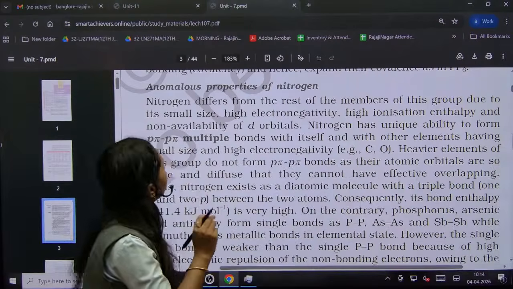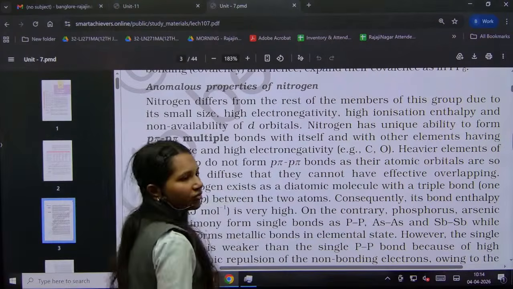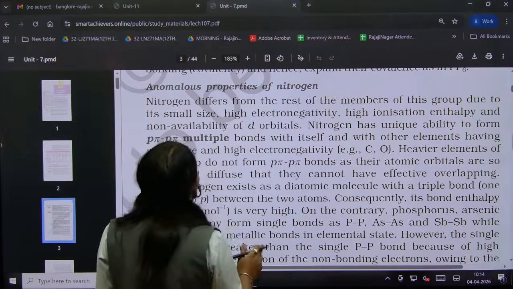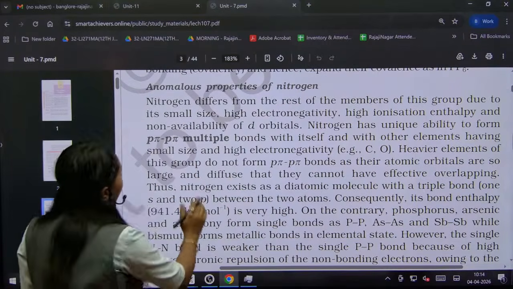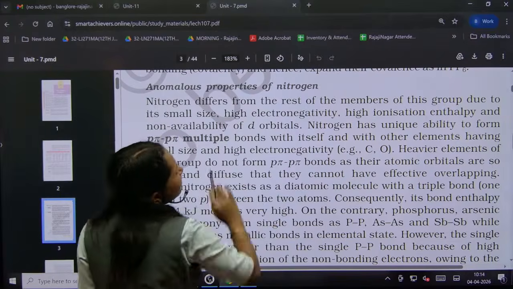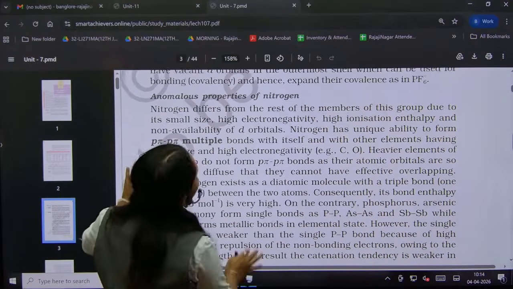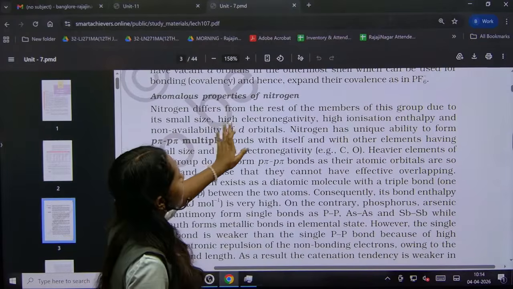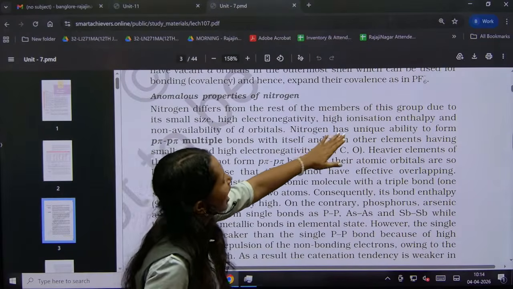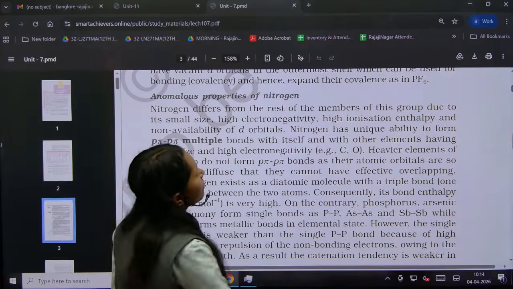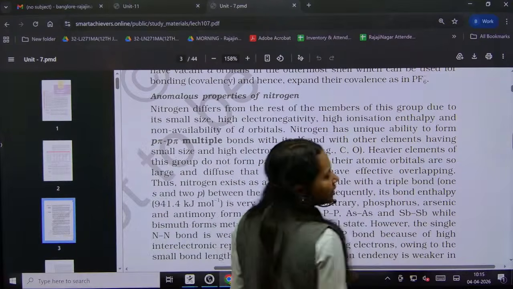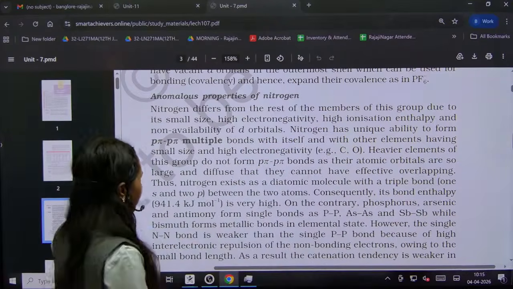Okay, so now we will do the anomalous behavior of nitrogen. What are the anomalous behaviors shown by nitrogen? Nitrogen differs from the rest of the members of this group due to its small size, high electronegativity, high ionization energy and absence of d orbitals. Nitrogen has a unique ability to form p pi-p pi multiple bonds.